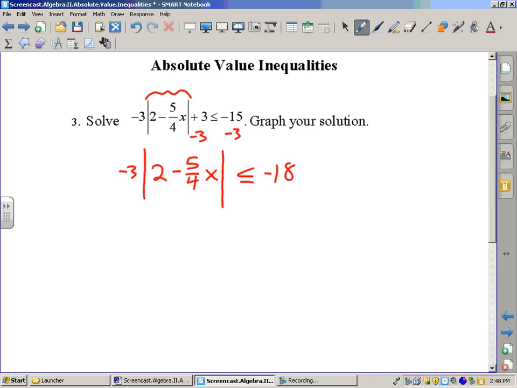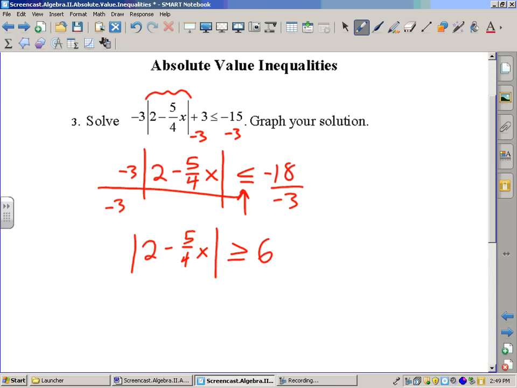Now over here, they multiplied by negative 3. So I'm going to divide both sides by negative 3. And we haven't seen this yet, but if you remember, something strange happens when you multiply or divide an inequality by a negative number. This sign has to reverse itself. It has to flip. So instead of less than or equal to, it becomes greater than or equal to. Negative 18 over negative 3 is positive 6.